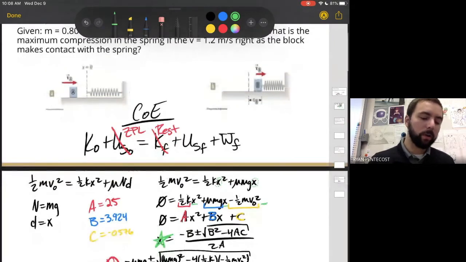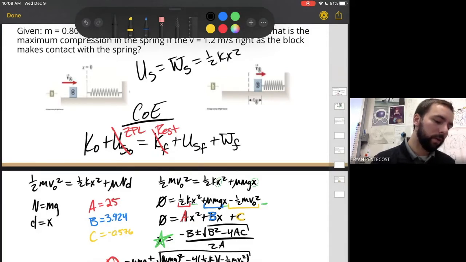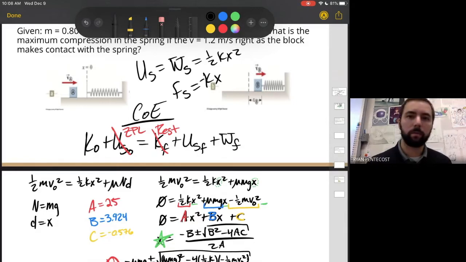So that's how we can incorporate springs back into this, right? Remember that the spring potential energy is the same as the work done by a spring, which is 1/2 kx squared. The force by a spring is kx. Okay, so remember, don't get those too confused.